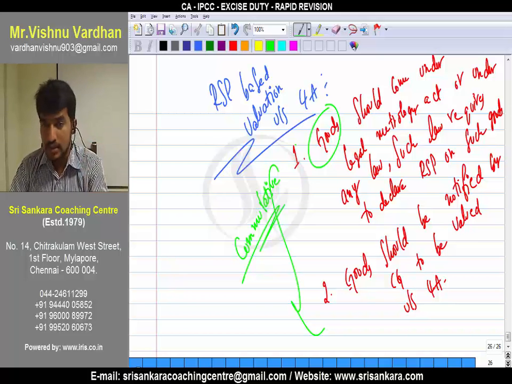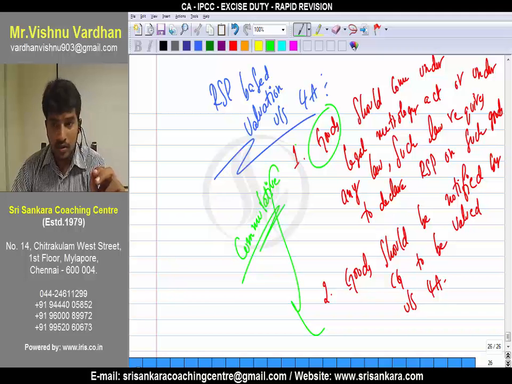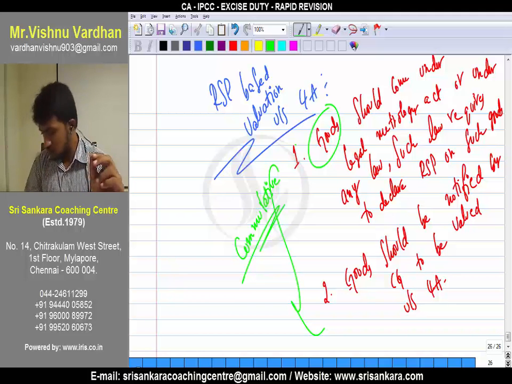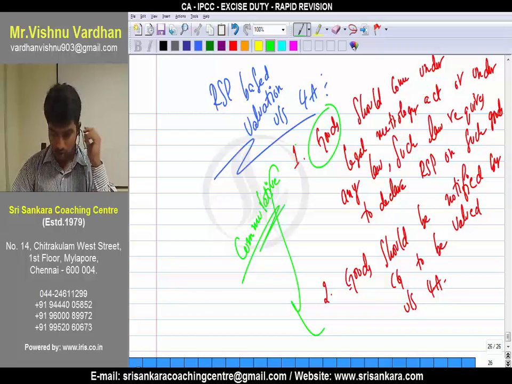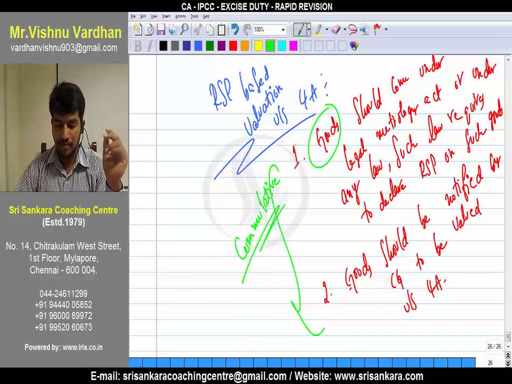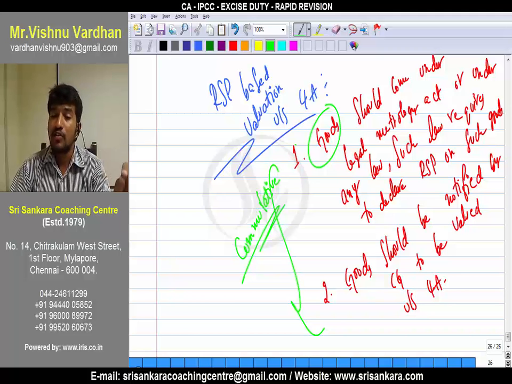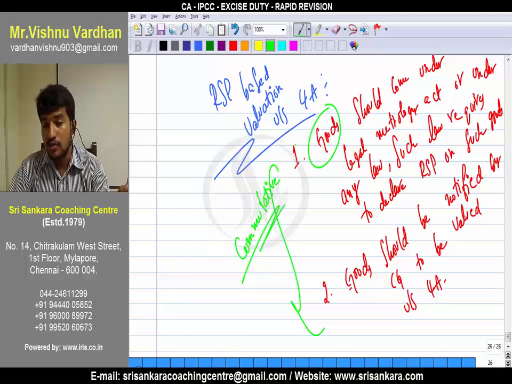And the second condition is nothing but the central government should notify that goods to be covered under section 4A. That means the goods should be valued according to RSP. If both are satisfied, only then it will come under RSP valuation. If any one is not satisfied, it will not come under RSP valuation.